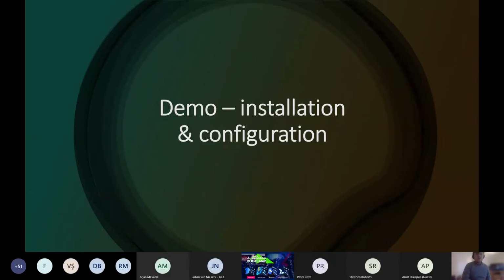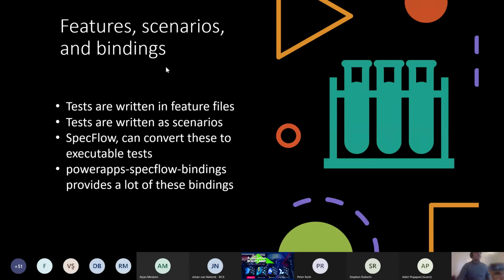So onto the section of writing tests. I just want to go over some SpecFlow concepts, such as features, scenarios, and bindings. Tests are written in what are known as feature files, as you saw in that demo just before. They are written as scenarios, which are then converted by SpecFlow into executable tests. What this solution, Power Up SpecFlow Bindings, does is it provides a lot of bindings for model-driven apps.